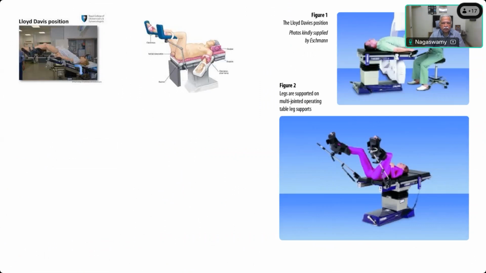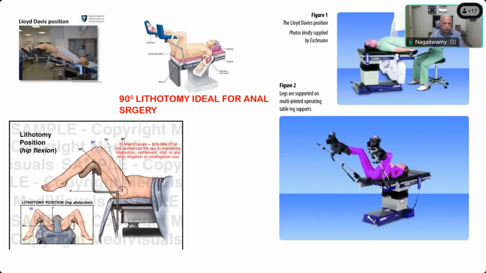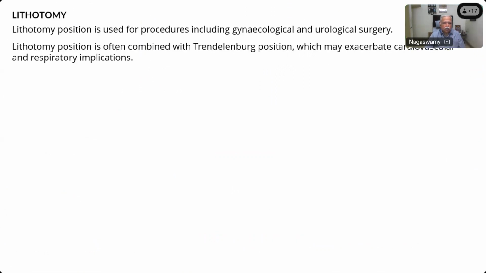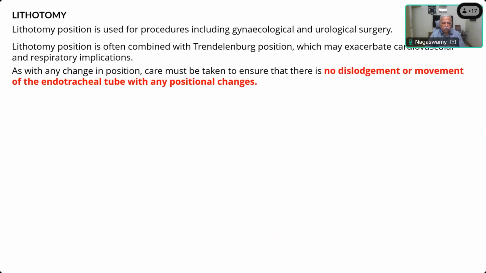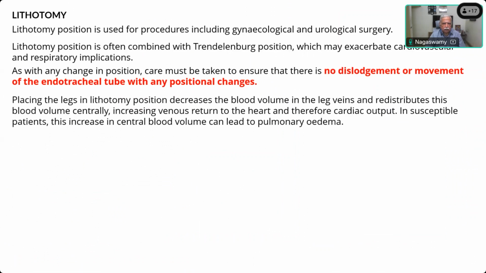This is another lithotomy, 90-degree lithotomy for anal surgery. This is hip flexion lithotomy with a wide abducted leg for gynec surgery. So there's a small difference in how you do it for an anorectal procedure and how you do a gynec procedure. And the problems of lithotomy, often combined with a little bit of Trendelenburg, may exacerbate the respiratory problems mainly, and it may cause dislodgement of the endotracheal tube. When you do the change, you have to be careful. It decreases the blood volume in the limb and redistributes it.